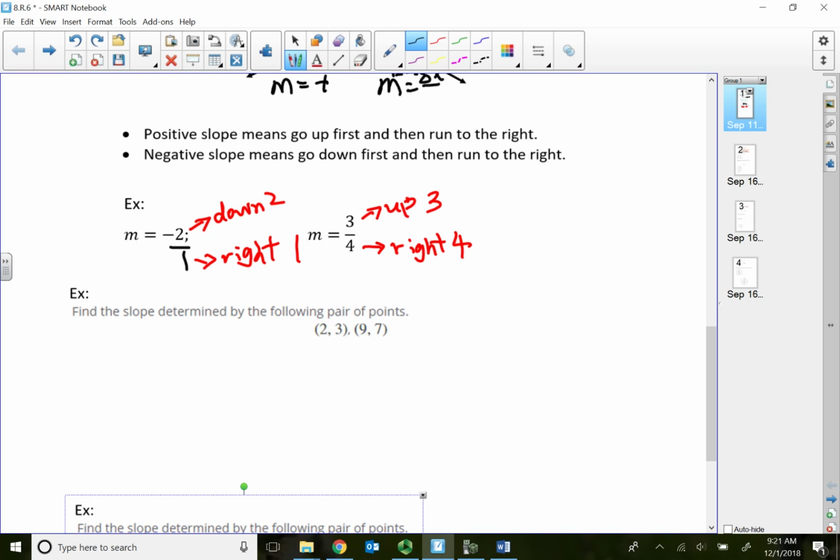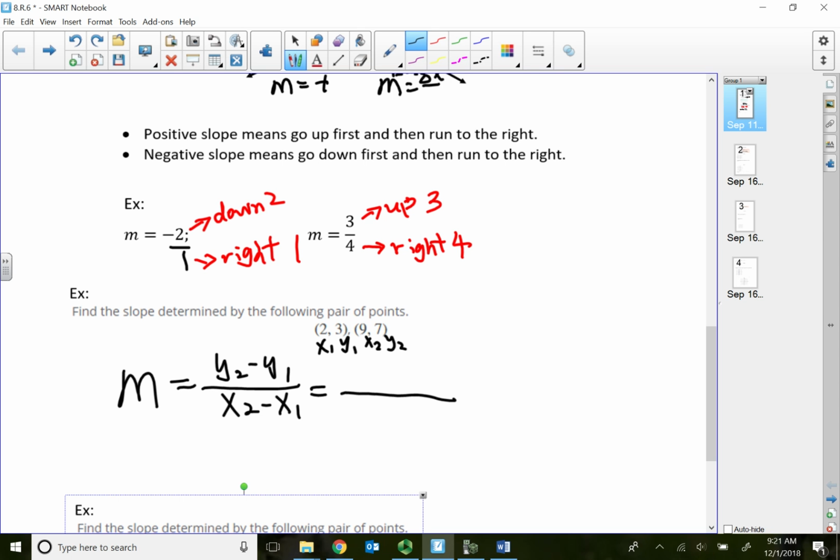All right, find the slope. This particular example, find the slope from 2 points. So the formula says y2 minus y1 over x2 minus x1. What the formula is saying is, find the distance between the two y values, find the distance between the two x values. So let's call my first point x1, y1, my second point x2, y2.